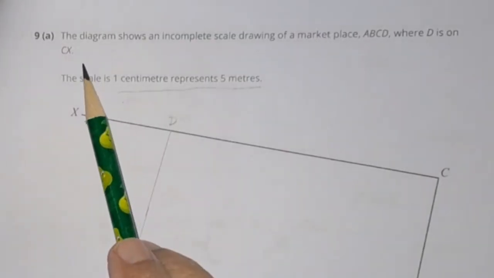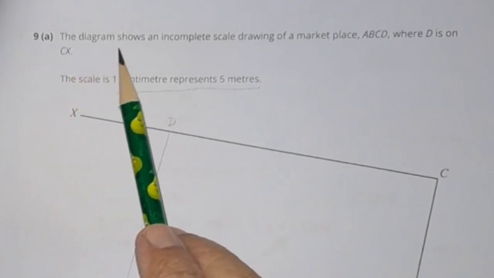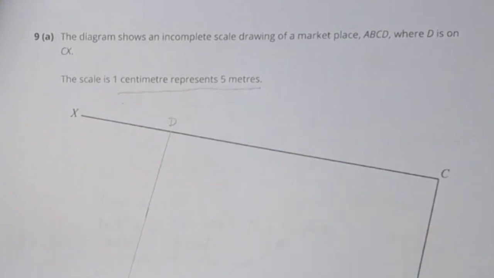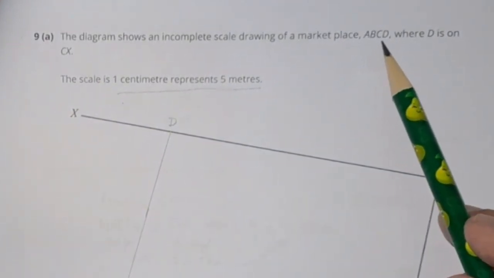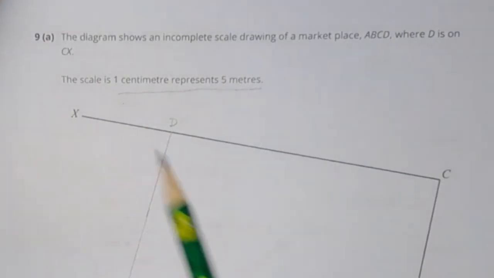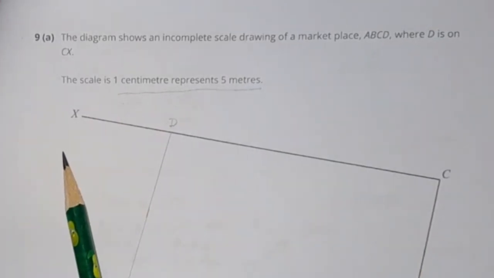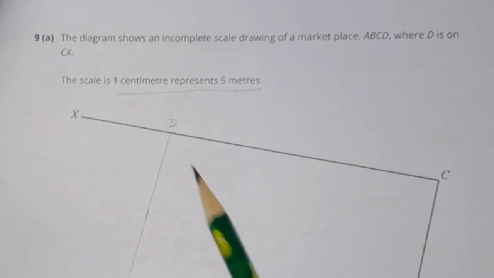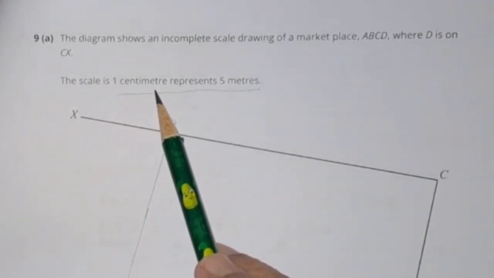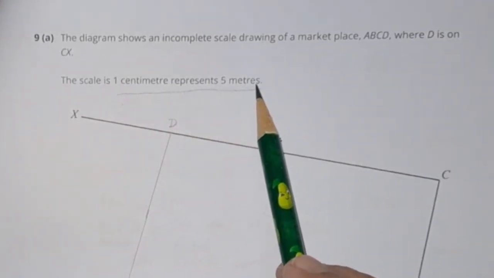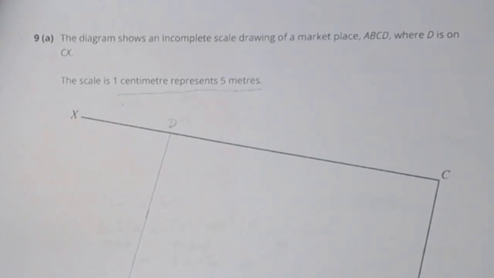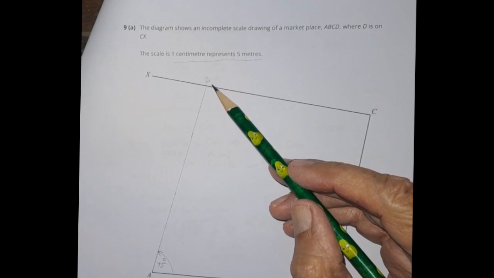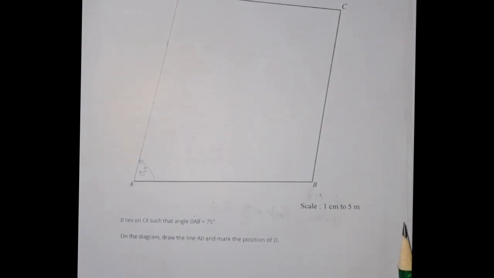This is question number 9. The diagram shows an incomplete scale drawing of a marketplace. This diagram, A, B, C, D, where D is on CX. This is CX, and D is somewhere over here on this. The scale is 1 centimeter represents 5 meters. Actually, D was not shown here, it was to be drawn in the next step.